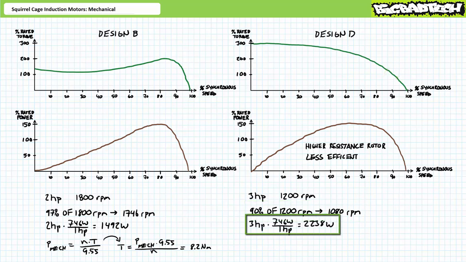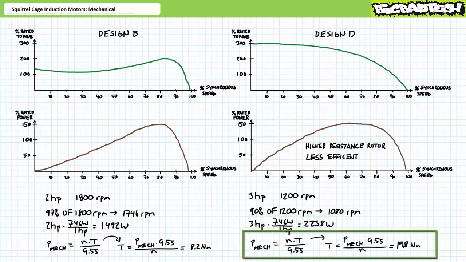At the rated conditions, this motor is known to produce 3 horsepower of mechanical power output. A unit conversion demonstrates 3 horsepower is equivalent to 2,238 watts. An algebraic manipulation of the mechanical power formula, solving for torque, demonstrates torque at the rated conditions is roughly 19.8 newton meters. 19.8 newton meters, therefore, represents 100% of rated torque.